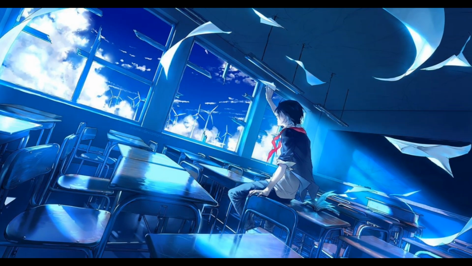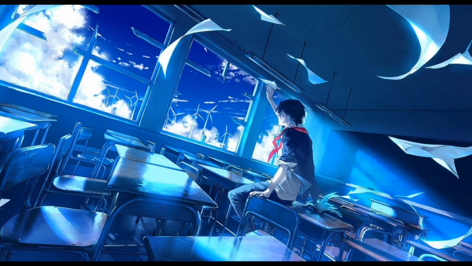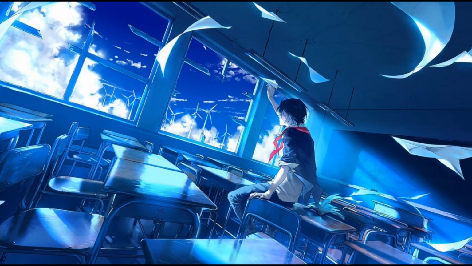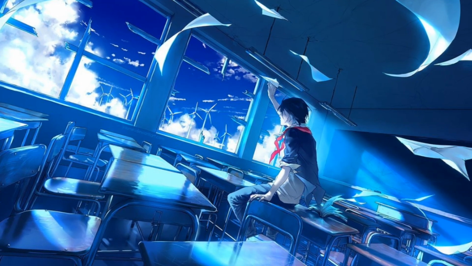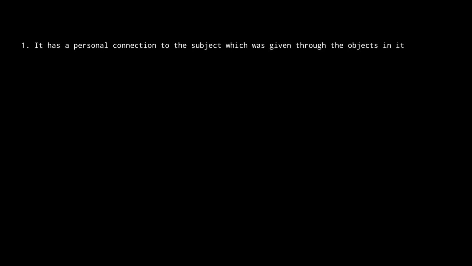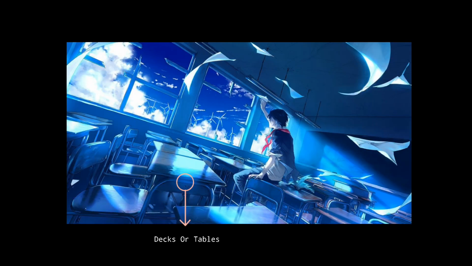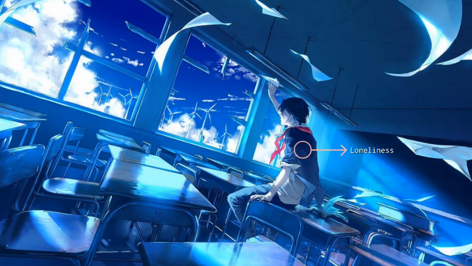I thought hard about the reason this is set in a classroom, but none of the things I thought of were convincing with the exception of a few ideas. The first is that it has a personal connection to the subject, which was given through the objects in it, the first object being these desks or these tables. If this is a classroom, where are the students? Because there is only one here, which might suggest loneliness for the subject. And since this is a classroom, it might suggest that whatever happened is a past memory.